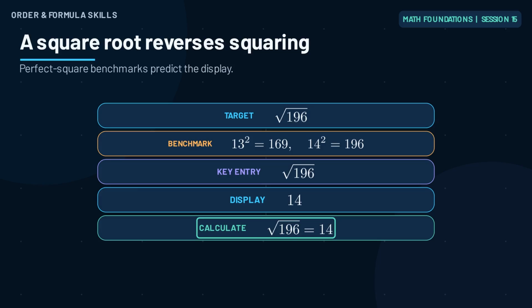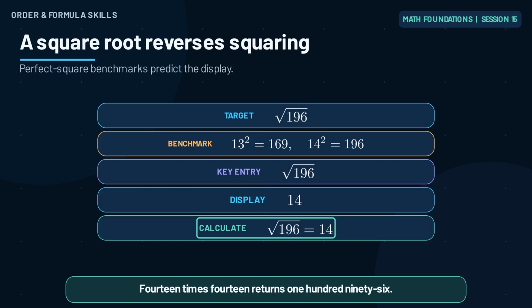The result is positive because the principal square root is the non-negative root. 14 times 14 returns 196. Estimate with perfect squares before accepting the display.